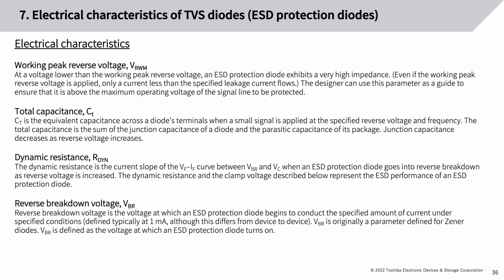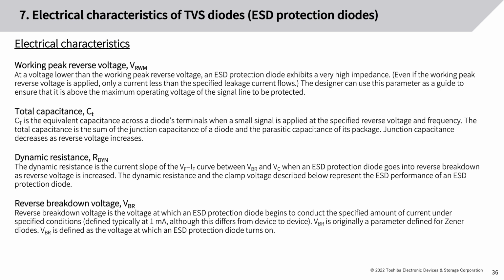Dynamic resistance, RDYN. The dynamic resistance is the current slope of the VF-IF curve between VBR and VC when an ESD protection diode goes into reverse breakdown as reverse voltage is increased. The dynamic resistance and the clamp voltage described below represent the ESD performance of an ESD protection diode.